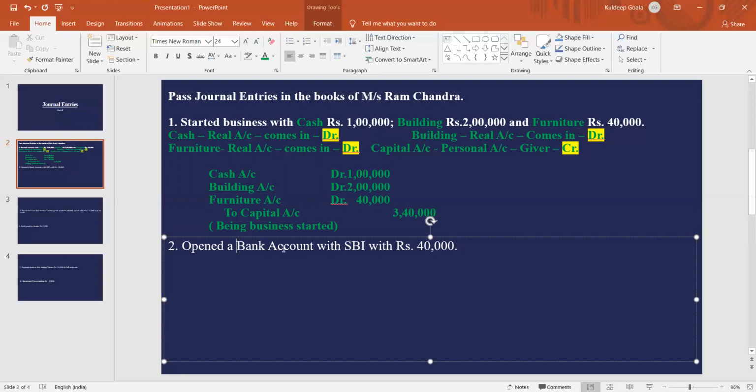So what are the items you are getting here? First is the bank account with SBI. For that, you will write down bank. And another thing you are getting is cash, this particular money, cash.